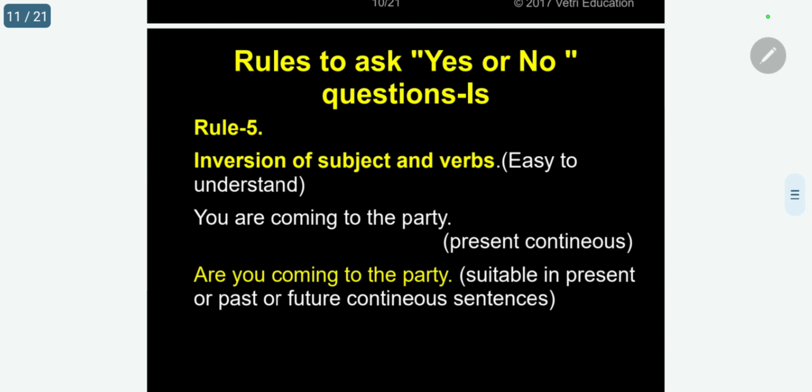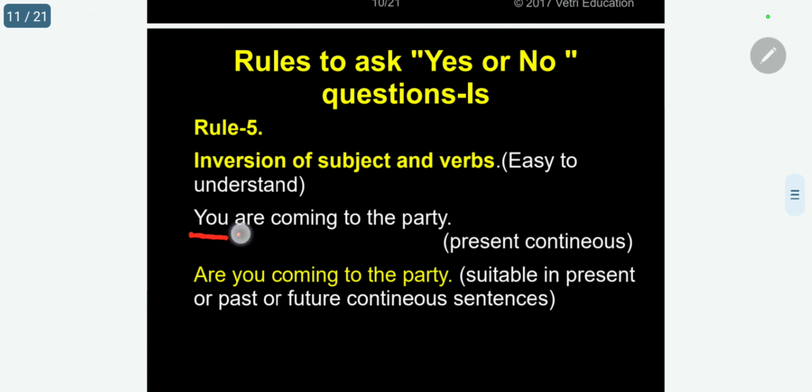Lastly, the final rule is inversion of subject and verb. What is the meaning of it? Easy to understand: to ask a yes or no question, we have to invert the subject and verb. For example, I am giving the statement: "You are coming to the party." In what way am I inverting? Kindly see, this is the pronoun, second person.